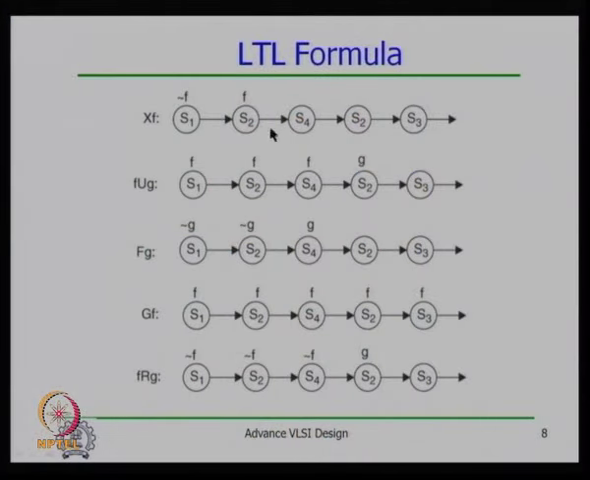Keep in mind that your implementation is modeled by a transition system and the specification is written in an LTL formula. Now, these are some of the depictions of these formulas. X of f means f holds good in the very next state; here it is false and here it becomes true. F U g means f holds good until g appears. F of g is the future operator, so g holds good sometime in the future. This may be after 2 states, after 3 states or after 5 states. G of f is f holds good everywhere. F releases g means f should hold good until it is released by g, so in this state f and g both hold good.